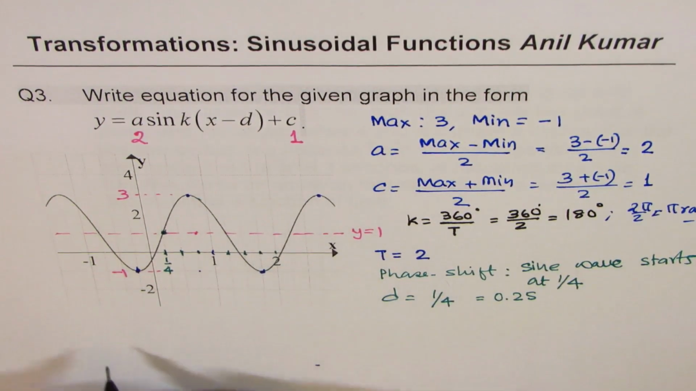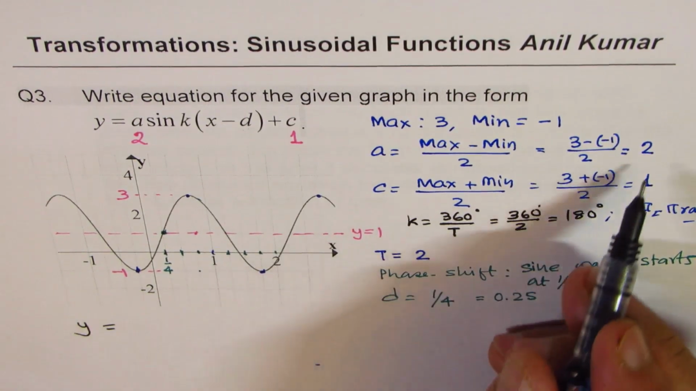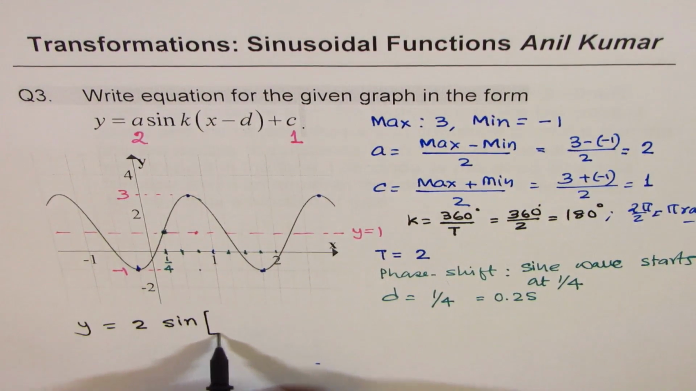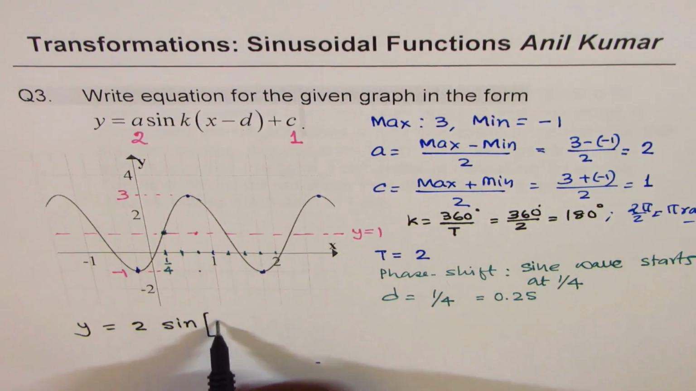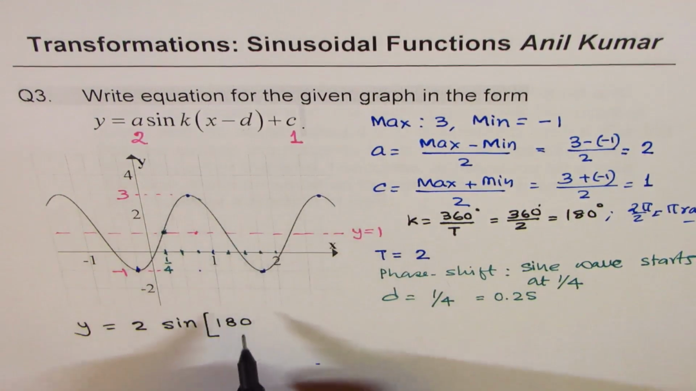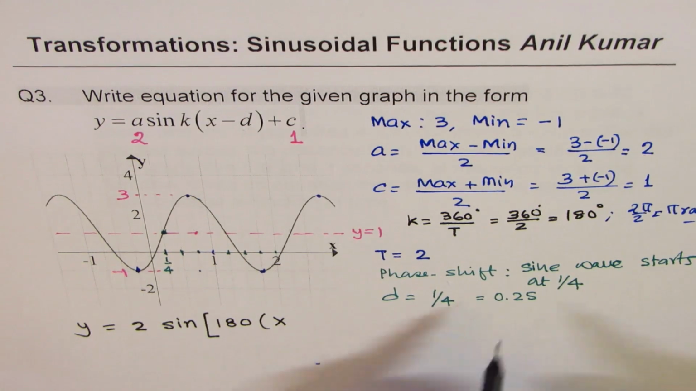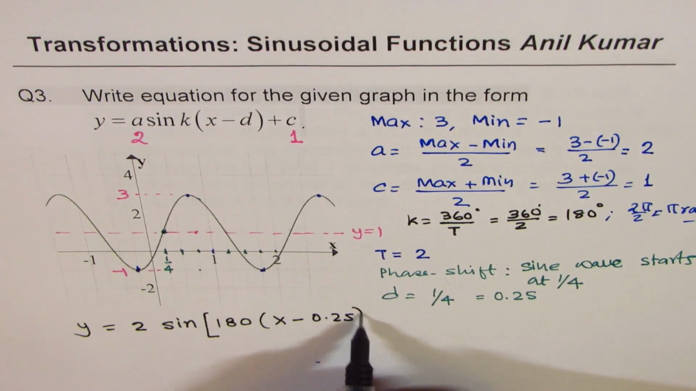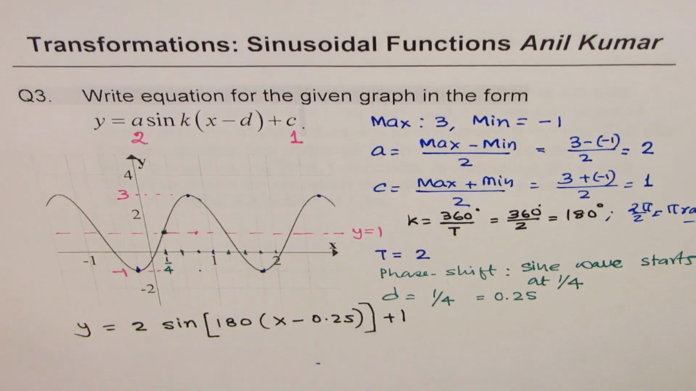Now we can write down our function. The sine wave could be written as y equals A, where the amplitude is 2, sine of the K value. If you write in degrees, it'd be 180, times x minus the phase shift, 1/4. You could write 1/4 or 0.25 as you wish, to the right, so it is 0.25. Let me write it like this. And it moves up by 1 unit, so plus 1.